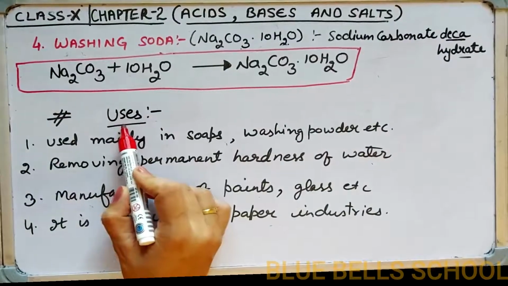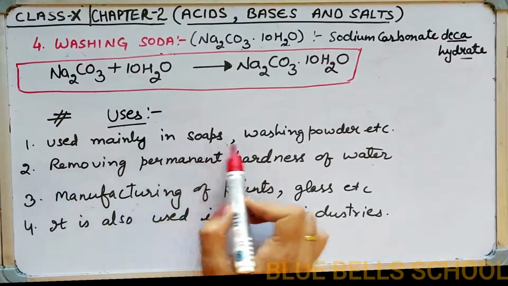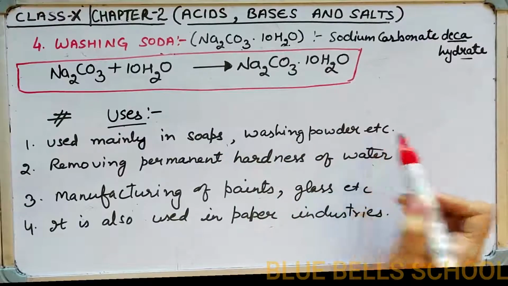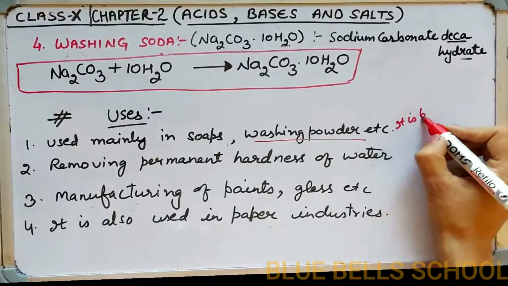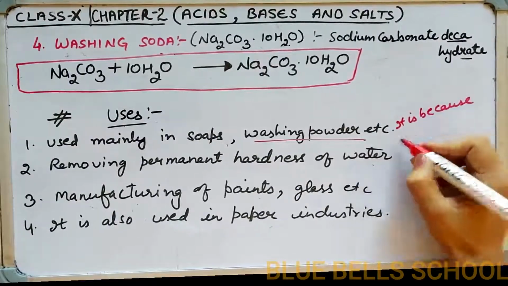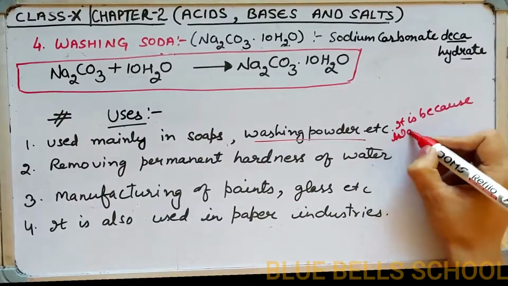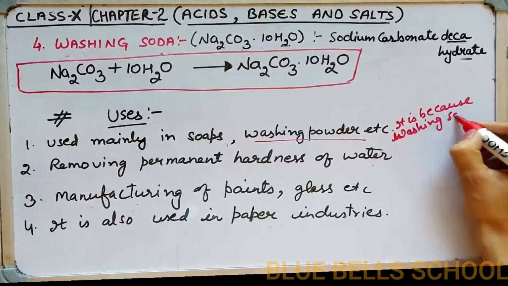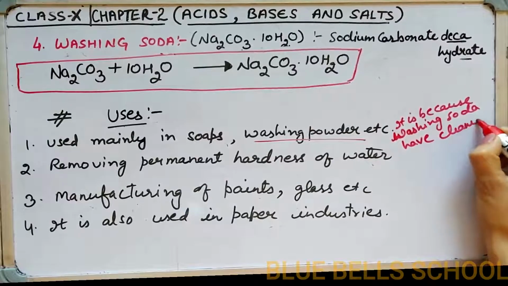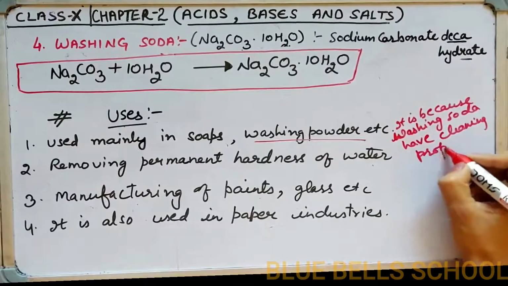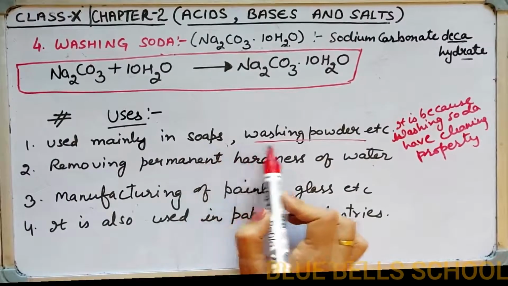Now uses of washing soda. Washing soda is used mainly in soaps, washing powders, etc., in these industries. It is because washing soda has a cleaning property. That's why it is used in the manufacturing of soaps and washing powder.